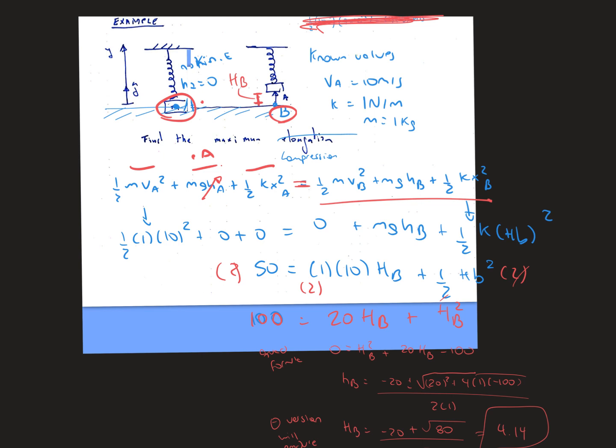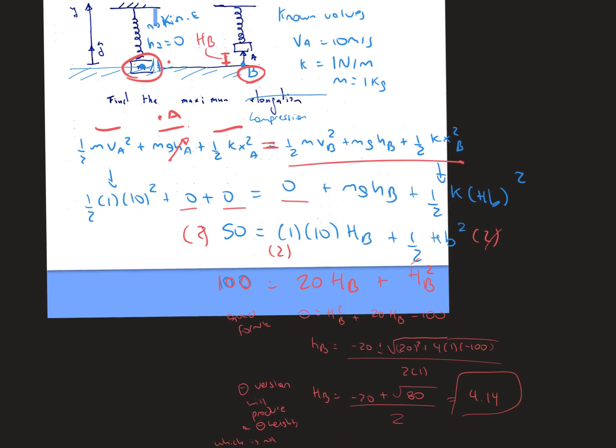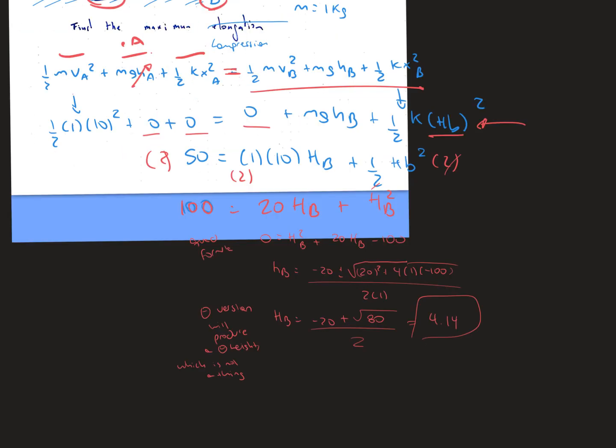Now 1/2 m v_B squared is going to be 0 because there's no kinetic energy. So we have 0, 0, and 0. Therefore we just plug in the values and we're going to solve for h_B. So we end up with 50 being equal to 1 times 10 times h_B plus 1/2 times h_B squared.